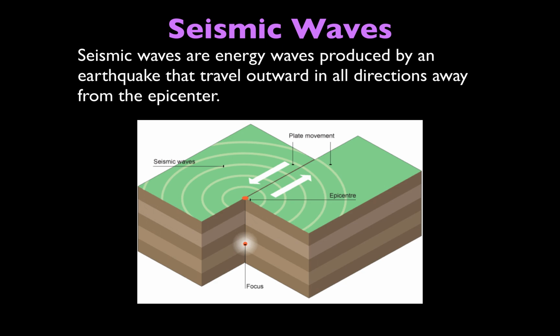So although an earthquake happens at a particular location, for example, the epicenter, other locations can still feel the effects of the earthquake because those seismic waves can travel across the Earth. And when you feel the shaking from an earthquake, that's the seismic waves moving through your area.